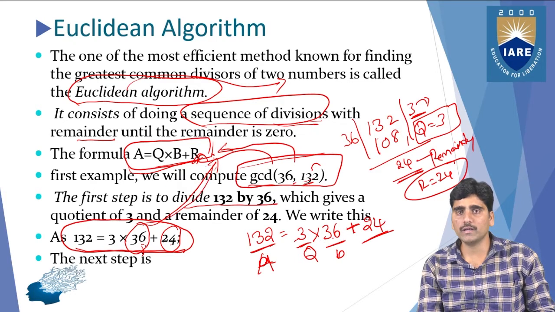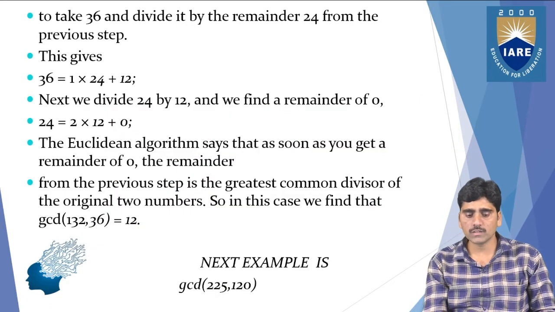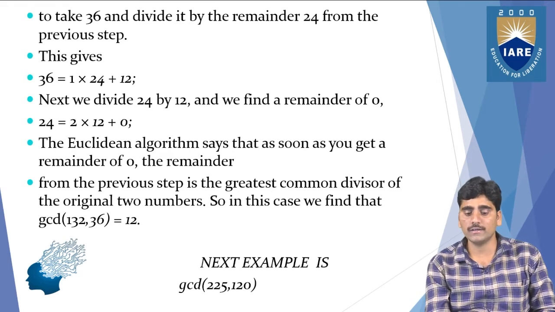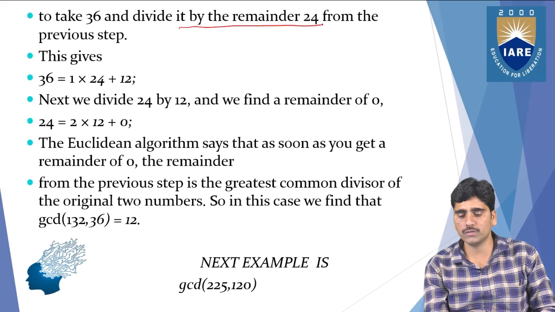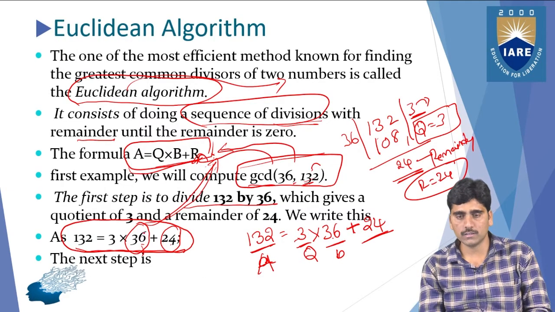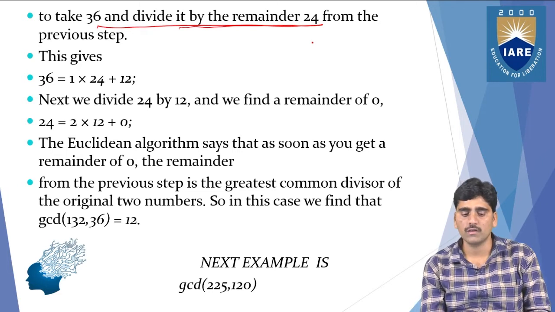So we need to make this integer into this format. How will we see this? Here, take 36 and divide it by the remainder. You can see 36 in the previous slide. 36 is B, so 36 is to be divided by the remainder 24 from the previous one.